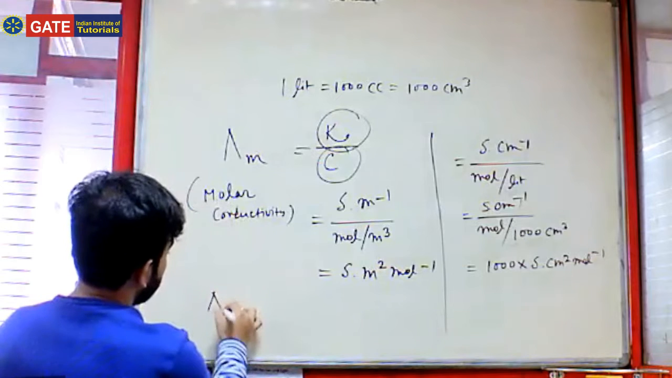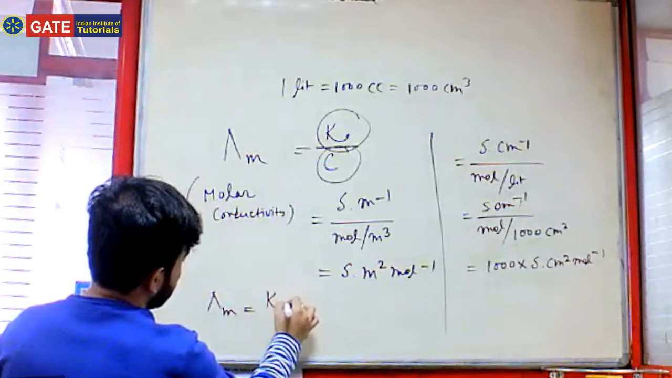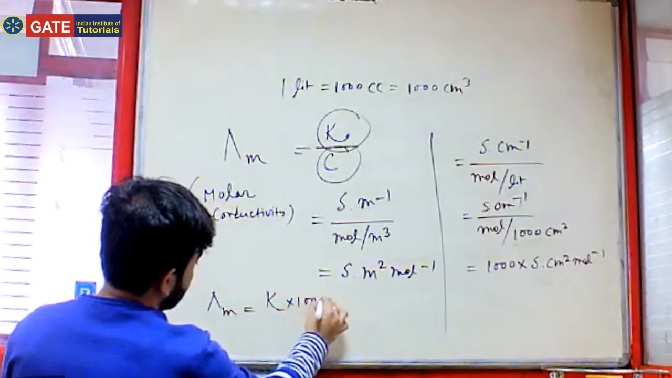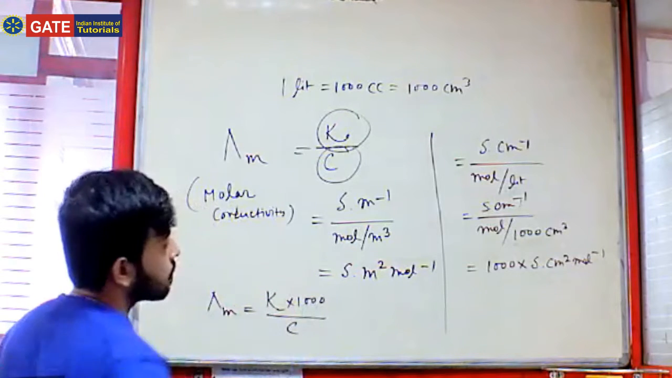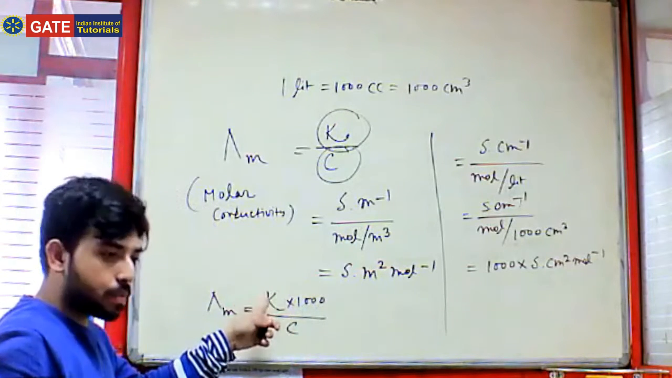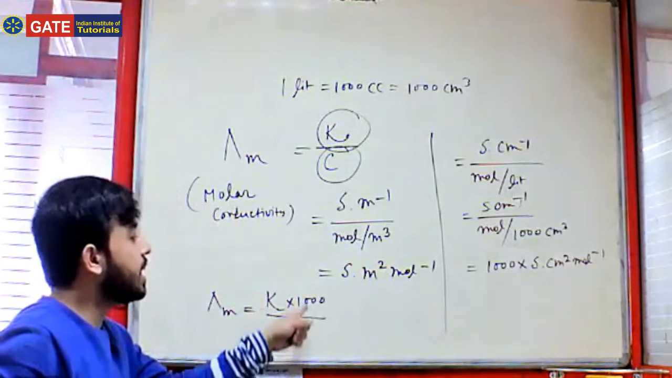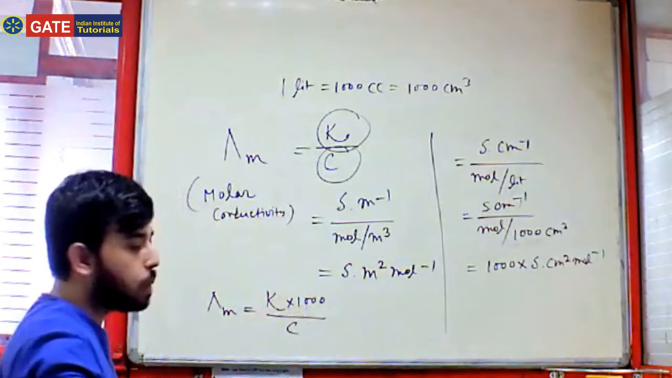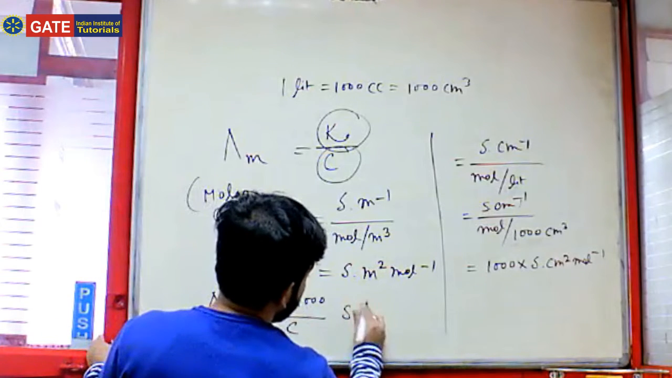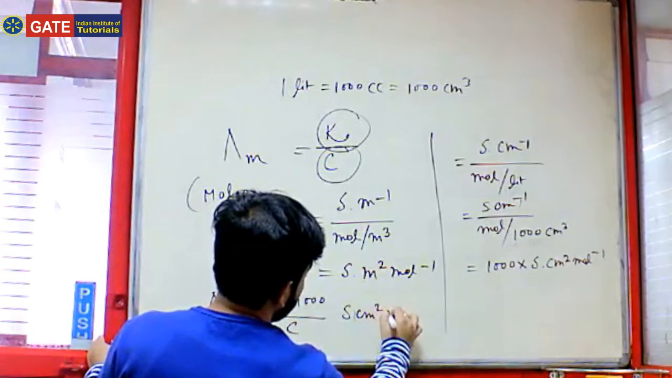whatever the concentration, and multiply by 1000. Putting K in Siemens centimeter inverse and concentration in mole per liter, multiplying by 1000, the answer will always come in Siemens centimeter square mole inverse.